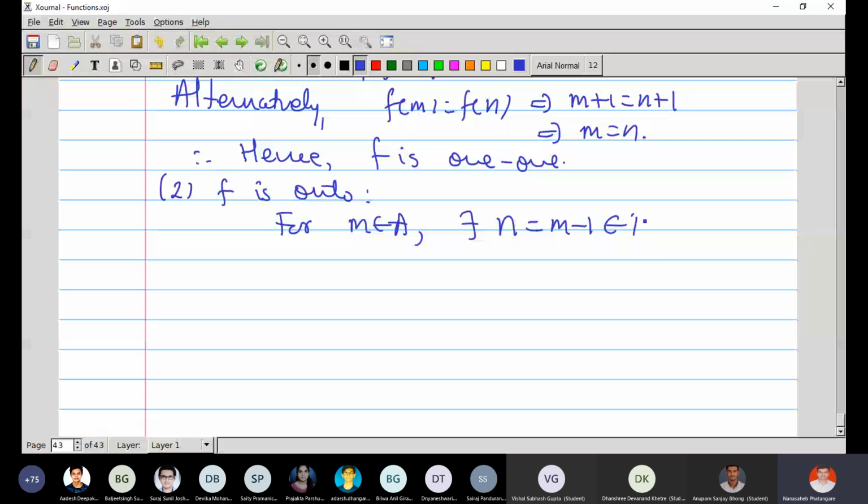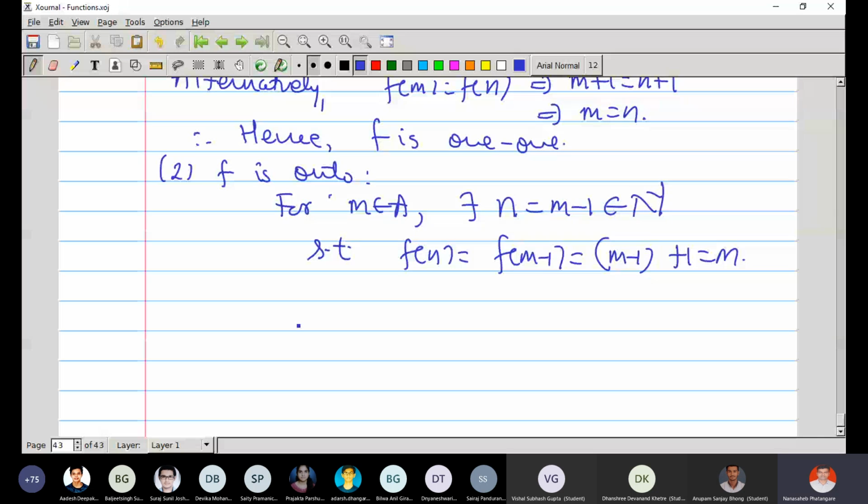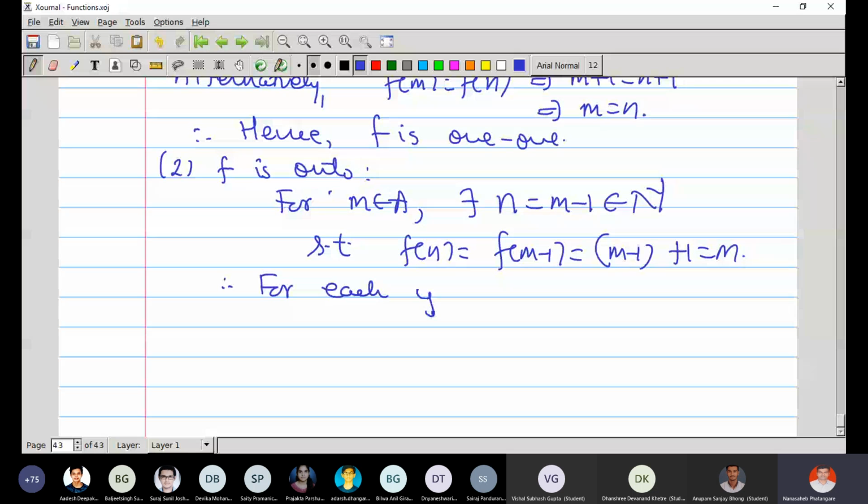For every element, is it true? Yes. f of n, that means f of m minus 1, is m minus 1 plus 1, which is m. You choose any element from A; certainly, because 1 is not a member of A, there is no question about 0. Therefore, for each y in A, there exists x in N such that f of x is equal to y. Hence f is a bijection.